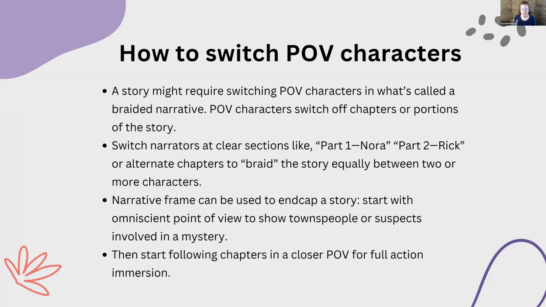So you can also alternate chapters, which would be the braid. So you're going to equally braid two or more characters. So one chapter is Nora, then the next one's Rick, and then back and forth like that. And that would tell your story from two different characters' point of view.